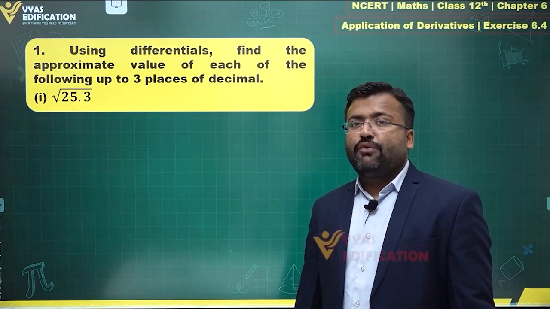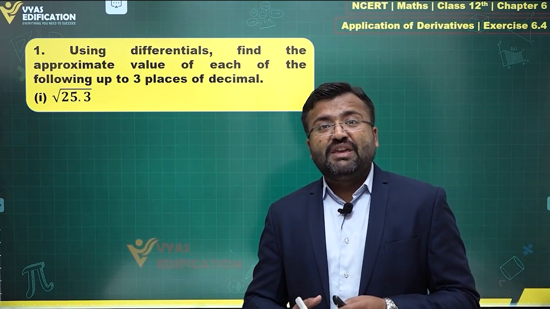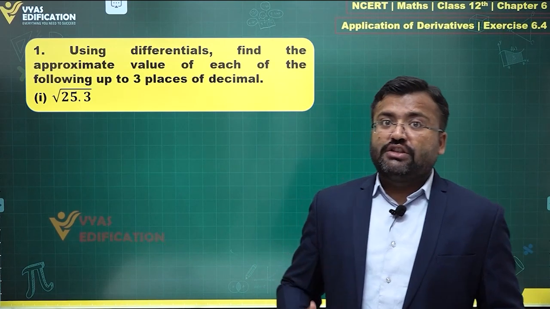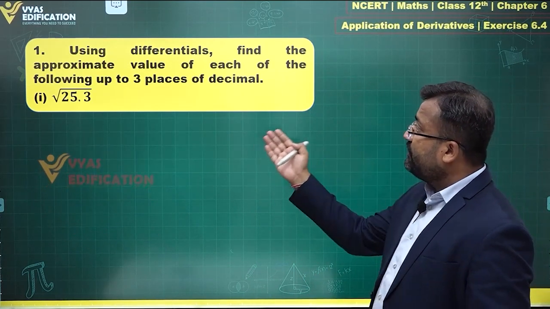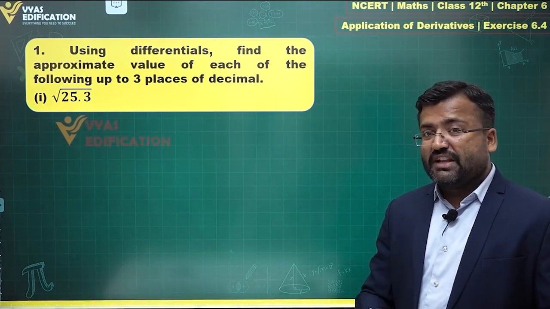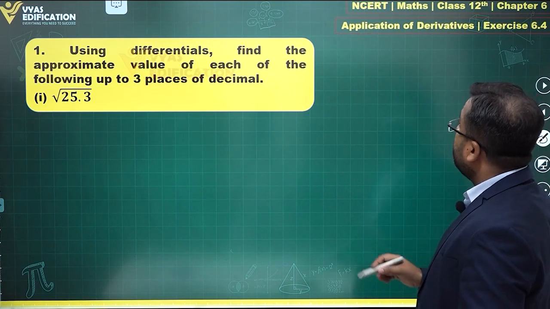Question number 1 has a lot of parts, and this is the first part that we are beginning with. A particular type of question is being asked over here, and we'll be discussing the concept first of all. What is being asked is, using differentials, find the approximate value of each of the following up to 3 places of decimal. So let's begin with the idea that we are interested in.